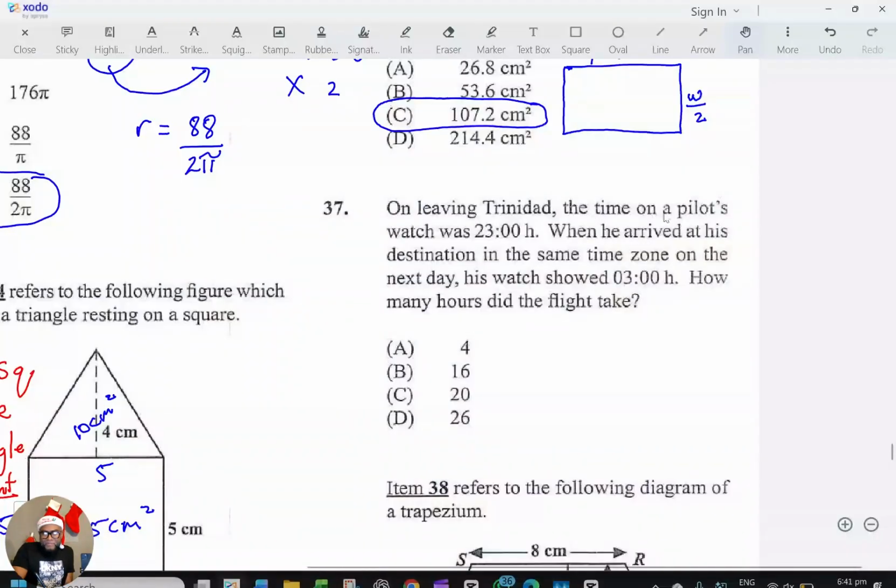On leaving Trinidad, the time on a pilot's watch is 2300 hours. When he arrived at his destination in the same time zone on the next day, his watch showed 300 hours, right? How many hours did the flight take? So if you leave 2300 hours and you reach 300 hours, how many hours is that? That's 4. How many hours in a day? 24 hours in a day, which means there's 1 more hour after the 23. And then you have 3 hours in the next day. So 4 is my answer.